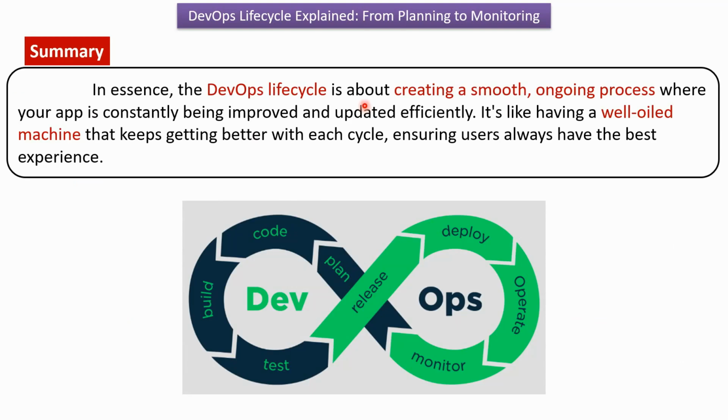The DevOps lifecycle is about creating a smooth ongoing process where your app is constantly being improved and updated efficiently. It is like having a well-oiled machine that keeps getting better with each cycle, ensuring users always have the best experience.